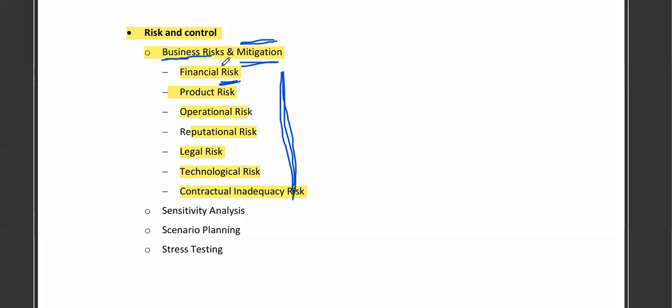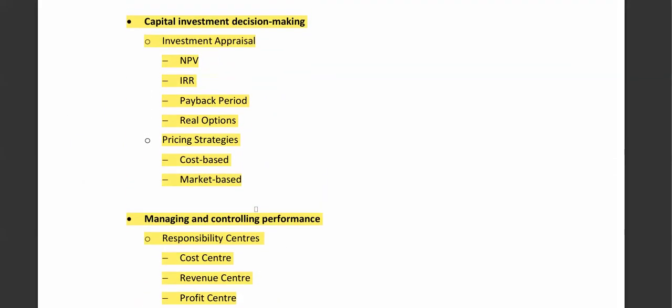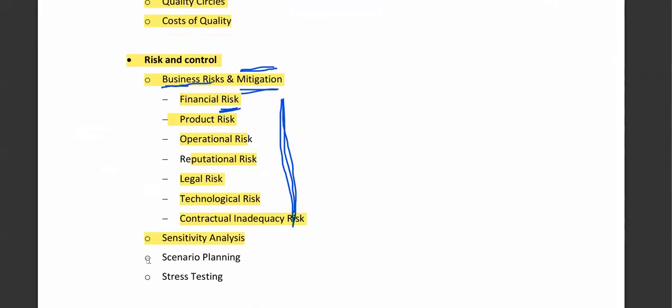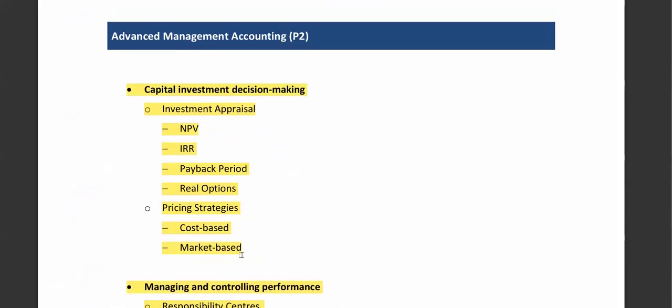So that is where you need to outline the negative side of the risk and how Ressett may be affected due to those. And together with business risks and mitigation, you could also be tested on sensitivity analysis. This could also be connected with investment appraisal. Because as you might recall in NPV analysis, you could link it with sensitivity analysis, and so is scenario planning. You could also link scenario planning together with an NPV appraisal.